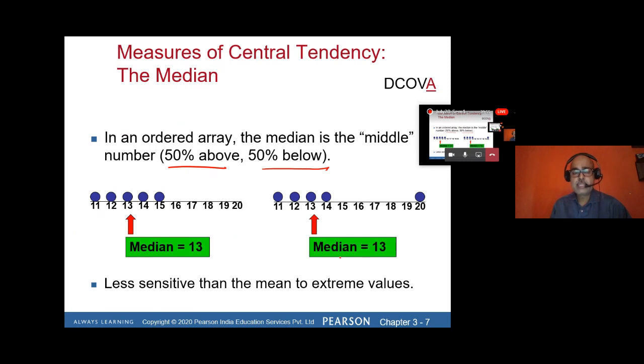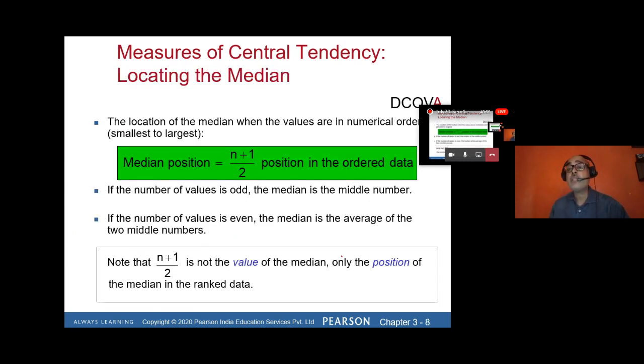So it is the 50% point. How do we have to find out the median? We have to find out the median by using a very important thing. Median position is n plus 1 by 2. Position is in the ordered array. You put an ordered array, and the n plus 1 by 2th position you have to take.